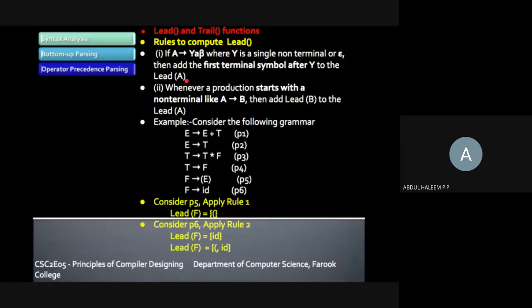I require you to write down these rules because when we apply them in the later portions of the class, it is handy to have them for ready reference. So please note down these rules. You can make the heading operator precedence grammar, and under that a subheading called rules to compute lead. Please note down these two rules first. We have 4 rules altogether. Then I will start my explanation.